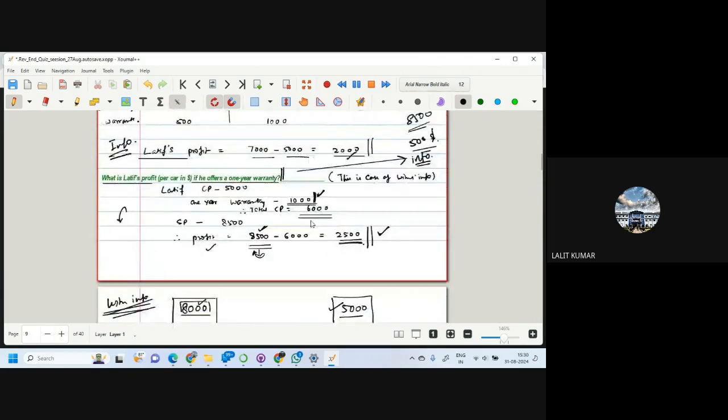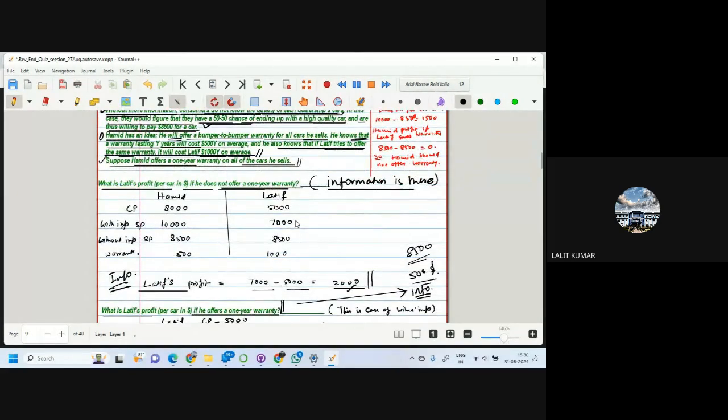So the first question: what is Latif's profit per car in dollars if he does not offer a 1 year warranty? In this case we have taken that the information is there, he is not offering a warranty, and consumers have got information. So Latif's car cost 5,000 and sells for 7,000, so his profit is 2,000.